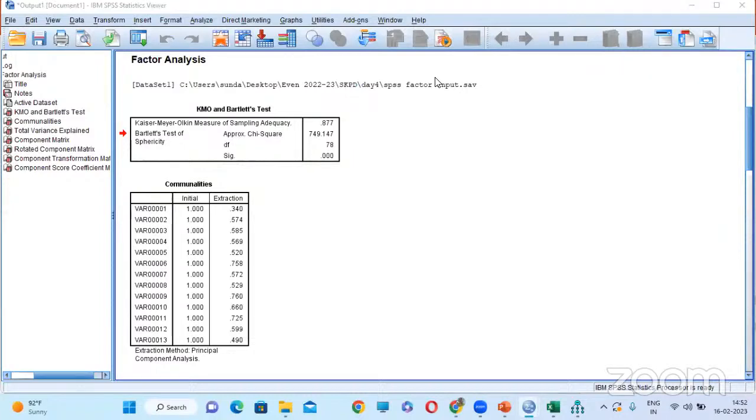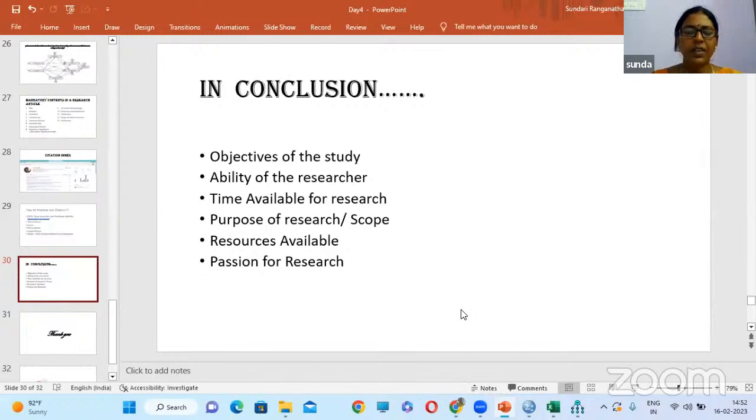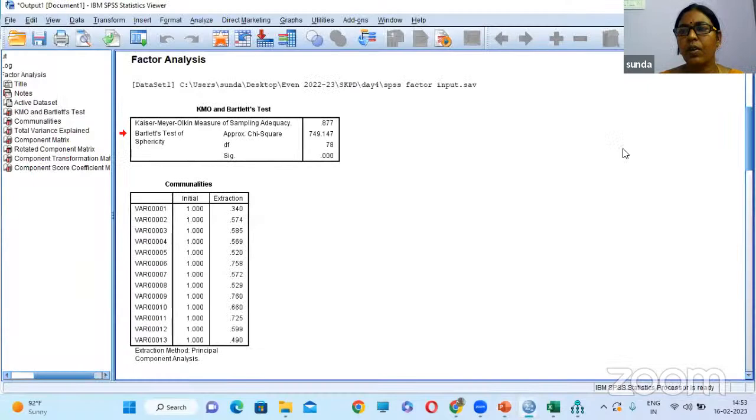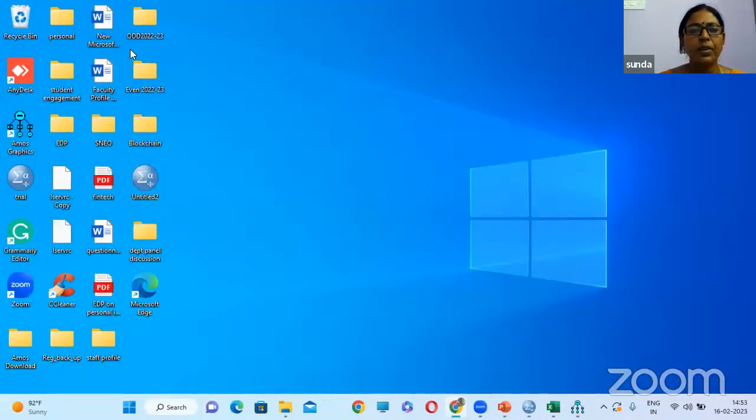Ma'am, why are we finding the standard deviation? What is the purpose of finding the standard deviation? In general, standard deviation will give you how different each and every variable is from the mid value.